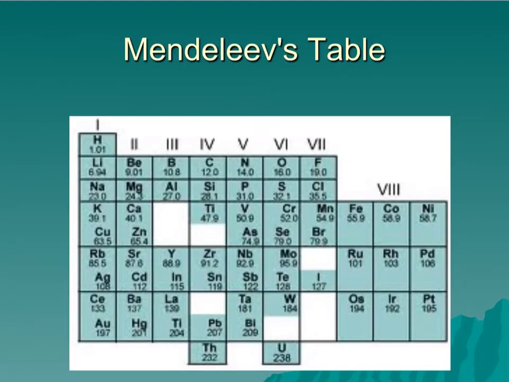Here is a picture of Mendeleev's original table. So you can see it looks somewhat similar to ours, but there's a lot of differences. So these will end up being kind of rearranged as they start to learn more about the elements.